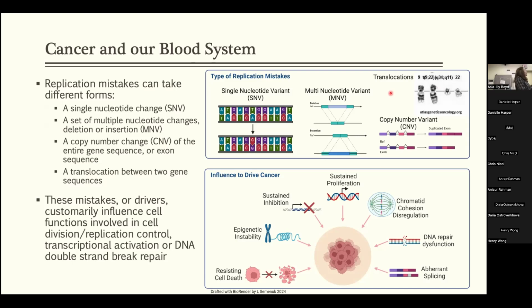So the gene that these variant drivers occur in and the type of cell that they occur in influences what type of cancer is produced. And most commonly, these driving events occur in cell functions that are involved in cell division, DNA replication, transcriptional activation, and double-stranded DNA break repair. So that's just an example on the bottom right-hand side of some functions that can be implicated in various types of cancers.